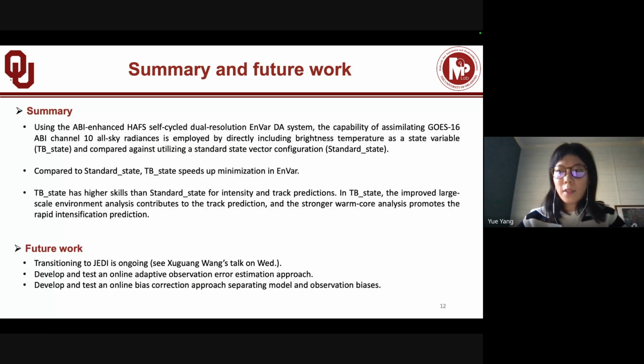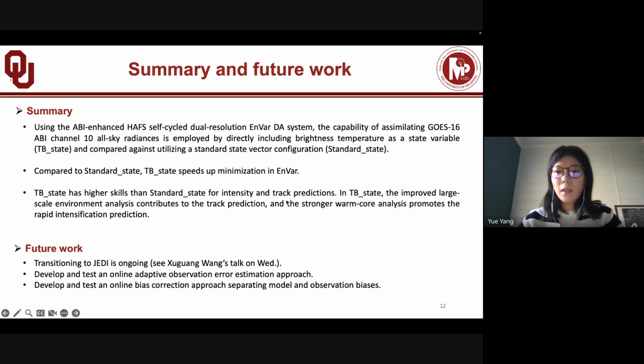In summary, the HAFS self-cycled dual-resolution ensemble-variational system is further developed for GOES-16 ABI all-sky radiances DA. The capability of directly including brightness temperature as a state variable is employed and compared with the method using the standard state vector. Compared to the standard state, the TB state speeds up the minimization in EnVar and the analysis fits closer to the observations. The TB state also has higher skill than the standard state for intensity and track predictions.